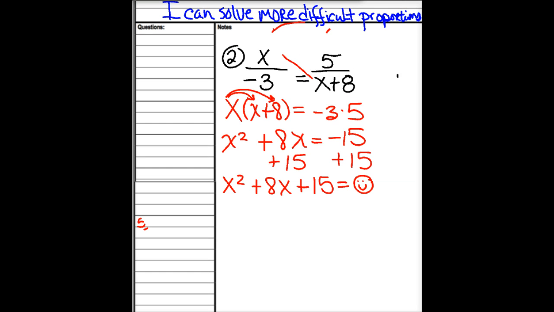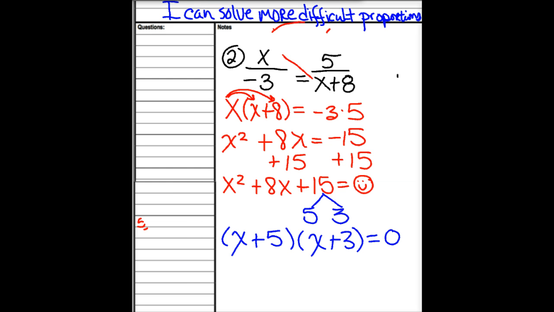You want that right-hand side to be a happy 0 over there. Step 3 was to factor it, and I told you they'll factor easily. You shouldn't really struggle finding what multiplies to equal 15, while at the same time adds up to 8. The answer is 5 and 3. So I'll have x plus 5 times x plus 3 is equal to 0.